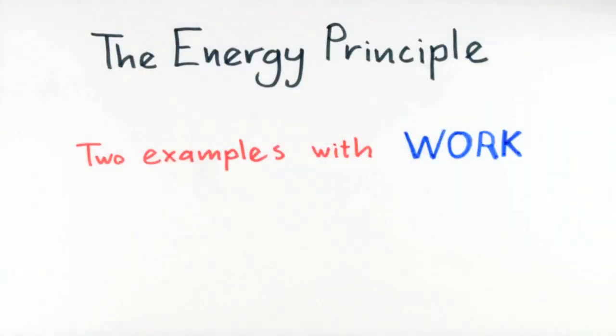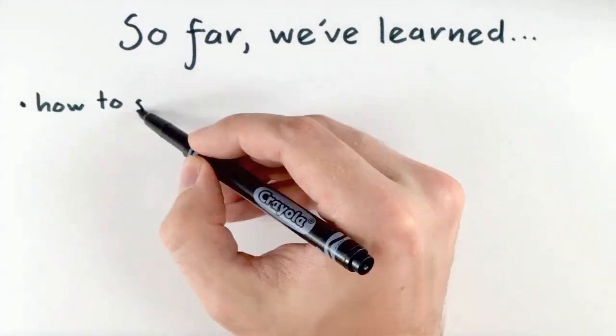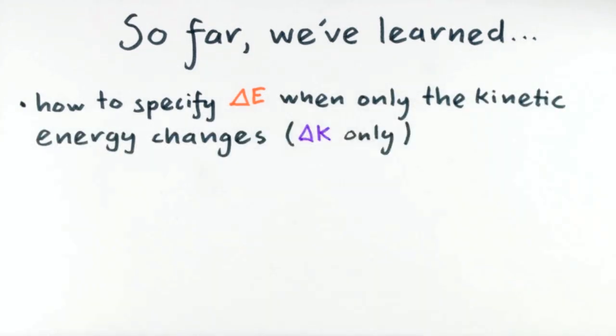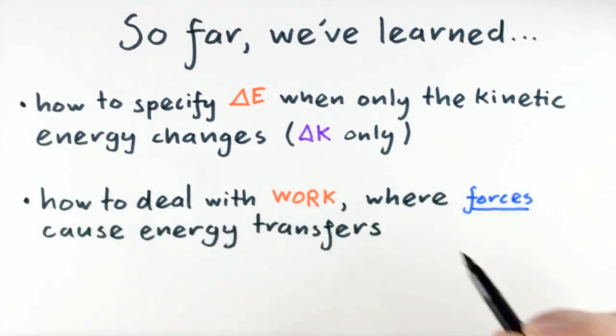Our recent lectures have prepared us to tackle some motion situations using the energy principle. Just to recap briefly, we have discussed how to specify changes to the total system energy, delta E, in the case where the only system energy changes are due to the change in the kinetic energy, delta K. We also learned how to describe interactions using the concept of work, where forces cause energy transfers between the system and the surroundings. Let's now examine two motion cases in detail using the energy principle.